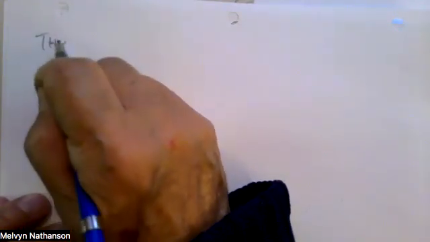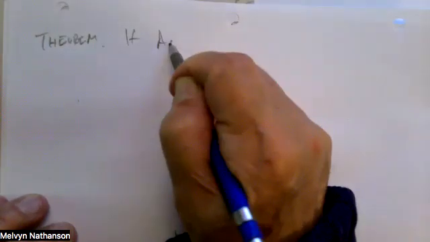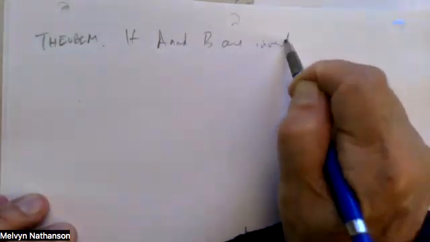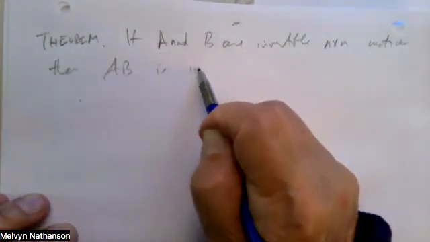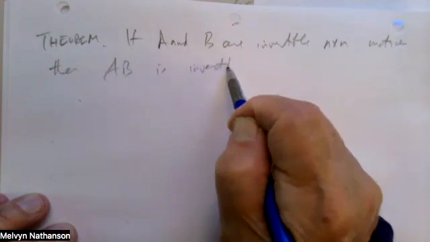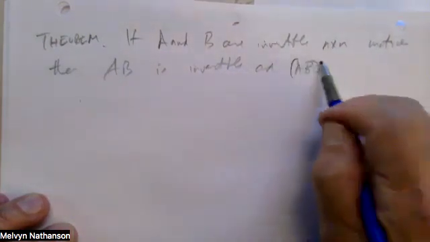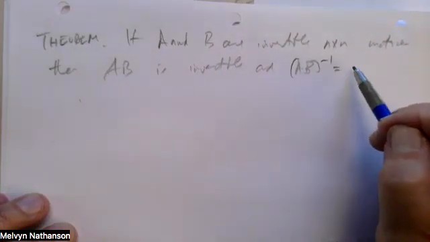Another very simple theorem is that if A and B are both invertible n by n matrices, then the product AB is invertible. That's not obvious, but the inverse of AB is the product of the inverses of A and B, but in the opposite order, B inverse, A inverse.